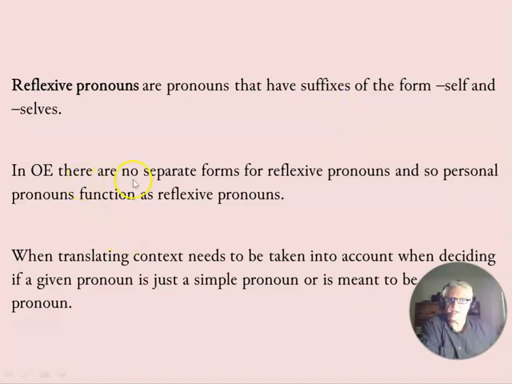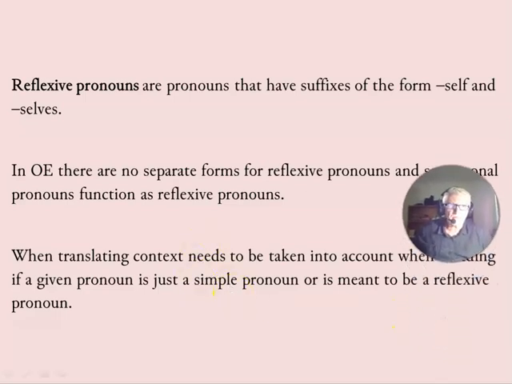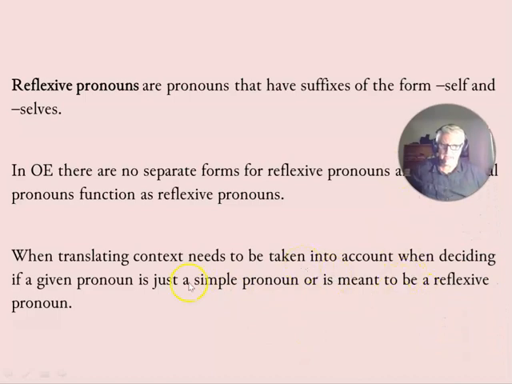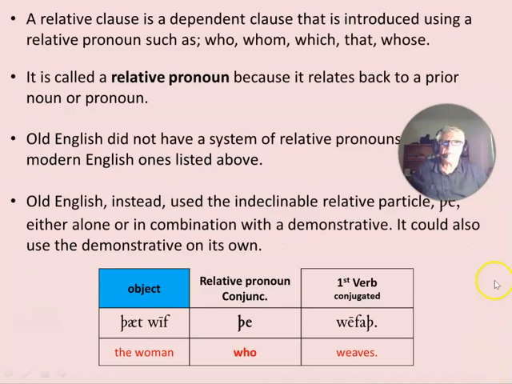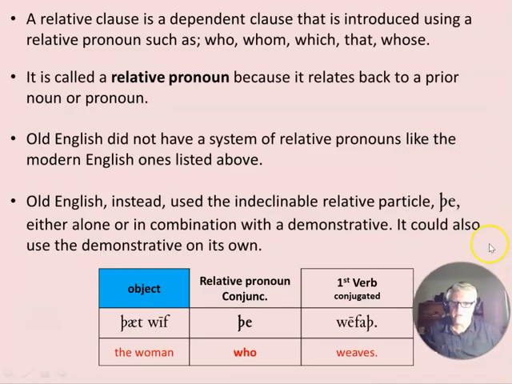Okay, so in Old English there are no separate forms for reflexive pronouns, and so personal pronouns function as reflexive pronouns. So you're going to see him, her, it, she, he, and you take that, in that context, to be himself, herself, itself, and so on. When translating, context needs to be taken into account when deciding if a given pronoun is just a simple pronoun, he, she, it, or is meant to be a reflexive pronoun, as in himself, herself, itself. Ourselves is another one.